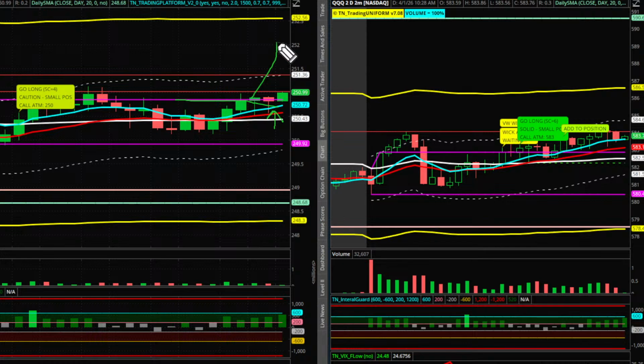If this thing breaks out, it'd be great, because here it's saying I'll go in, but small position, and then wait for this thing to retest VWAP. That's what it did here. If it bounces off VWAP, you add more at this point. Let's see if this thing continues to go up or not. If it does, then man, that's a heck of a trade.